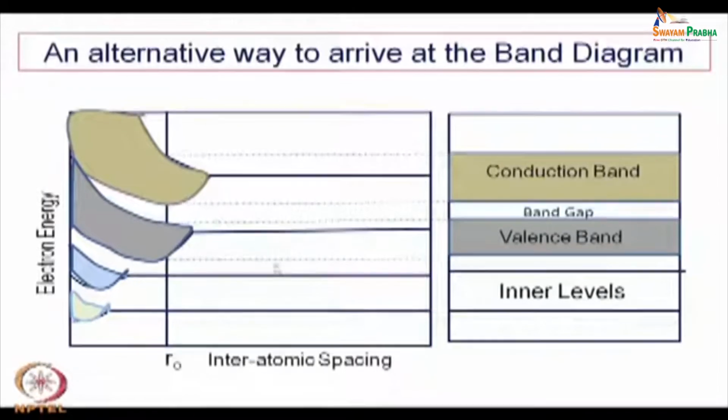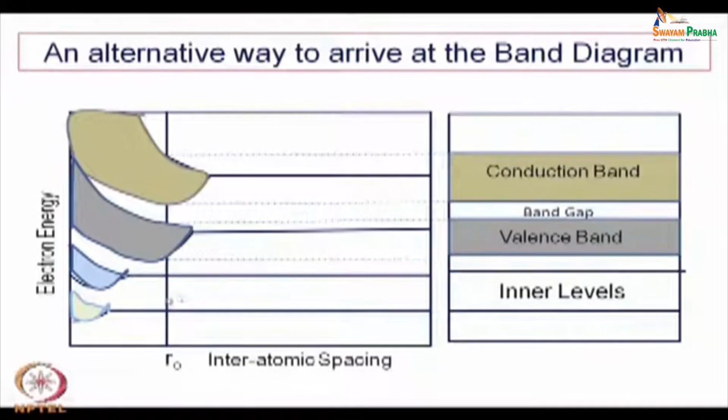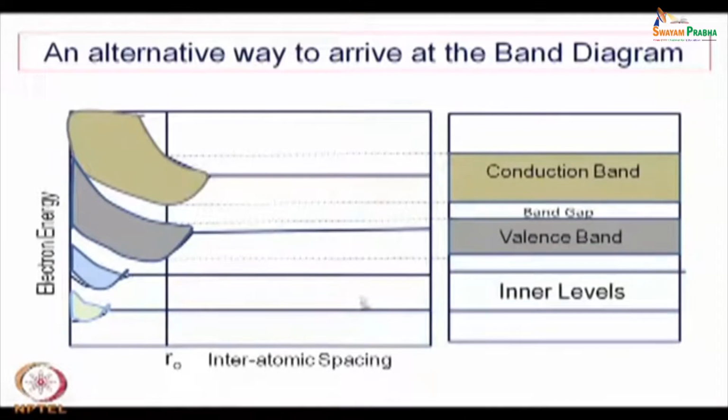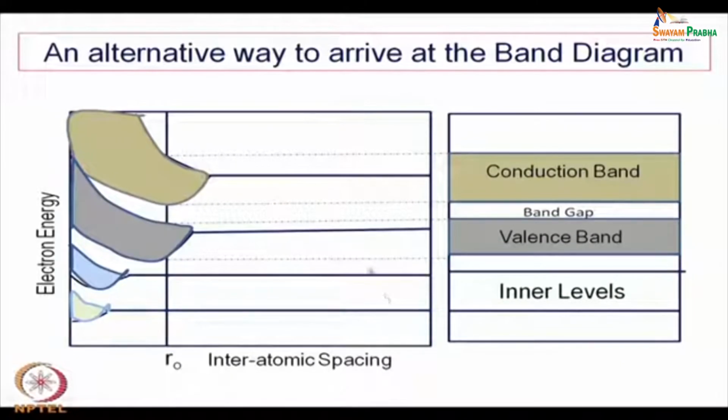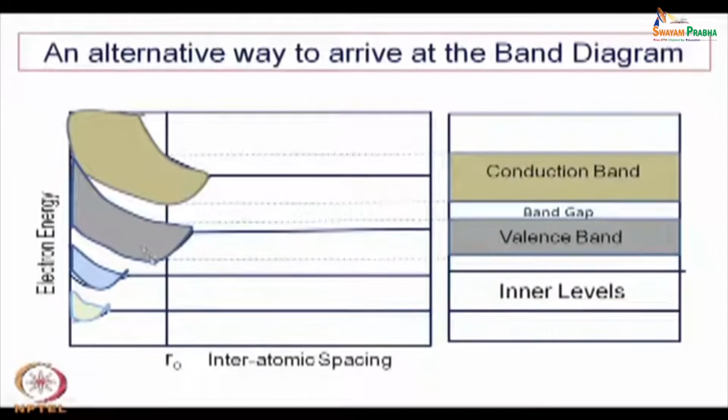Here initially, when the distance of separation is much larger than the equilibrium interatomic distance, there is no interaction between the orbitals of the two atoms. So, they have discrete, single energy levels, whereas when they come closer to each other, they interact, the electron clouds overlap with each other, particularly for the outer orbitals, and then there is a degeneracy, the energy gets split and you have a band of energy here. Wherever there is an overlap, there will be a band of energy.